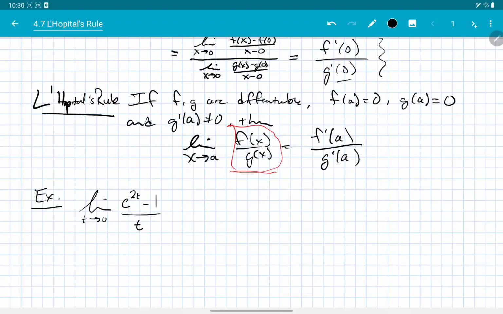So we have to take the derivative of the numerator, which is e to the 2t times 2, and we're going to evaluate that at t equals 0.